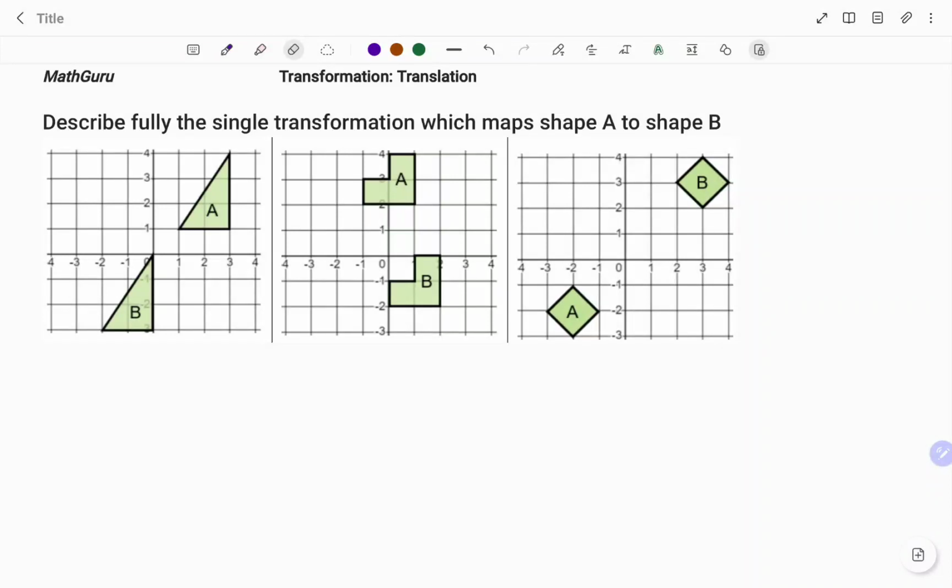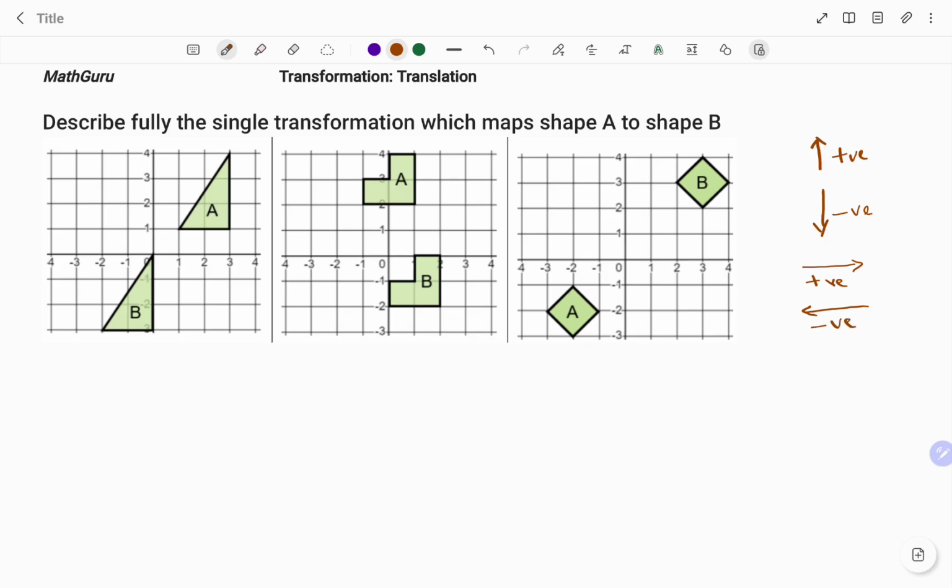In this video, I'm going to describe fully the single transformation which maps shape A to shape B. In the first example, in order to determine in which direction your shape is moving, note that, as a quick recap, if your shape is moving upwards, that is in a positive y direction. If your shape is moving downwards, that's in the negative y direction. If your shape is moving to the right, that's in the positive x direction. And if your shape is moving towards your left, that's in the negative x direction.